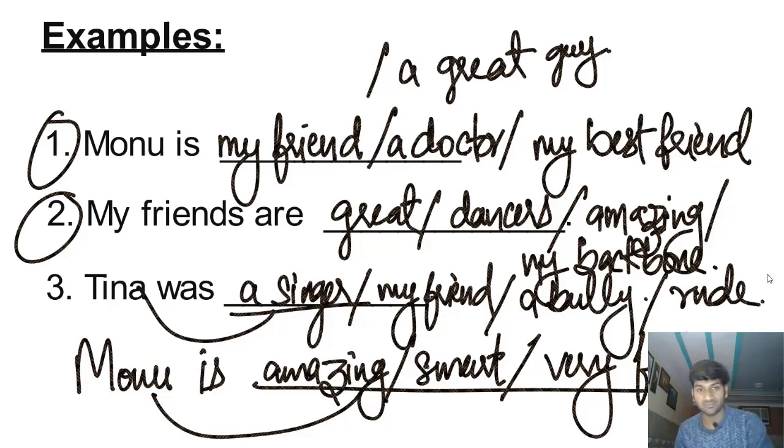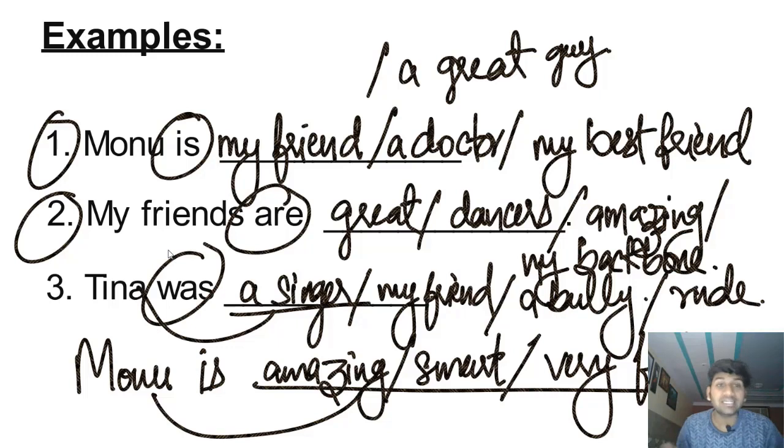Rude, an adjective. Now notice, is, are and was are linking verbs, and these are working nothing but as a bridge. You can replace them with an equal to sign. Monu equals my friend. Monu equals a doctor. These are not two different people. Monu, my friend, just one guy. Monu, doctor, just one guy. Monu, amazing, describing Monu. So consider the linking verb as an equals sign.